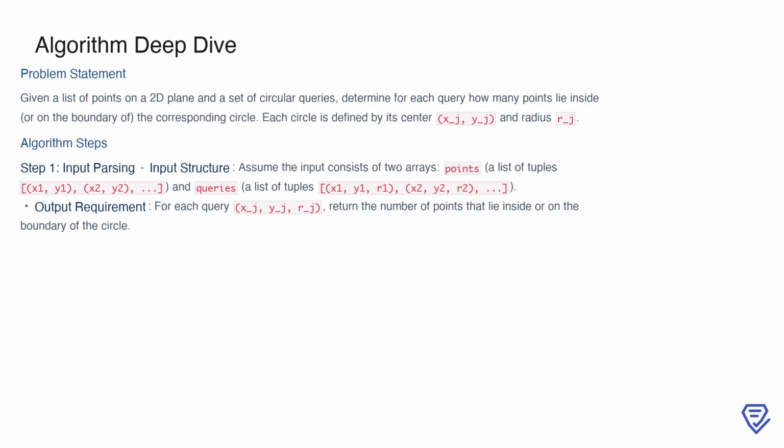To clarify the input structure, we are given two arrays: points, which is a list of coordinate tuples like x1, y1, x2, y2, and queries, which is a list of tuples specifying the circles, x1, y1, r1, x2, y2, r2. Our goal is to process each query and return an output list where each entry corresponds to the number of points that fall within or on the boundary of the respective query circle.